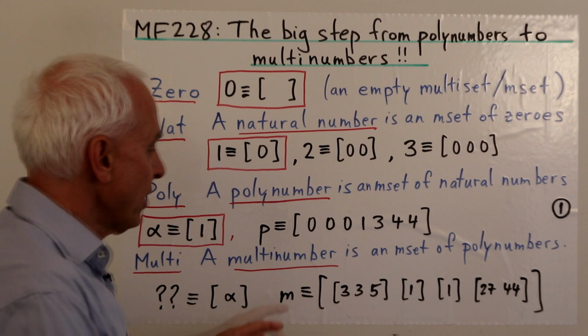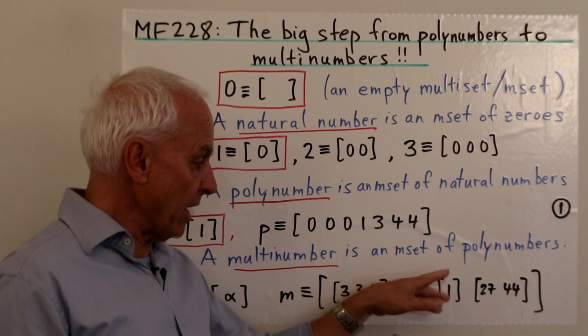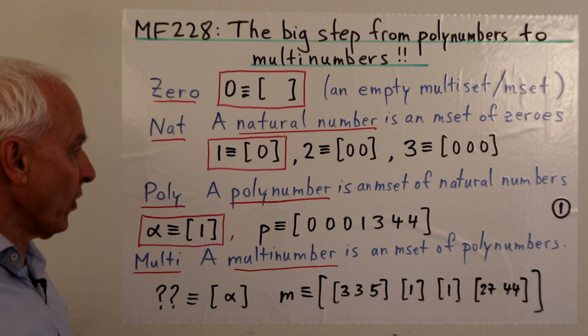So it's an mset consisting of, there's a polynumber, there's another polynumber, there's another polynumber, there's another polynumber. So it's an mset of polynumbers. Repetitions are allowed, and it's unordered. There's no commas. And so this is a multinumber. So today we want to really talk about the big step going from here to here.